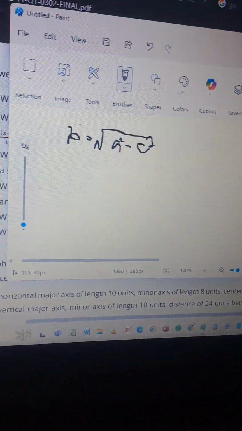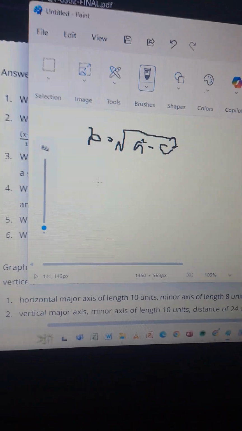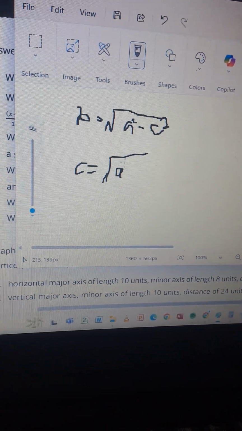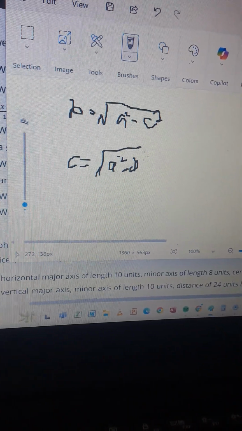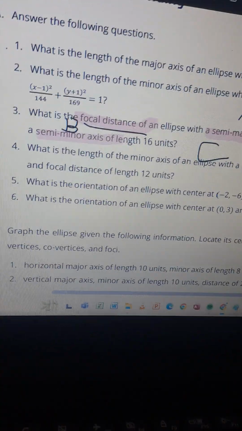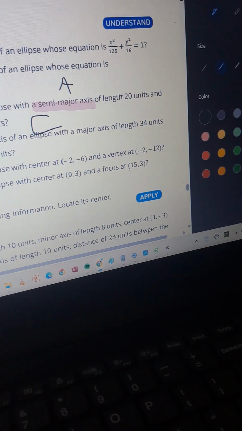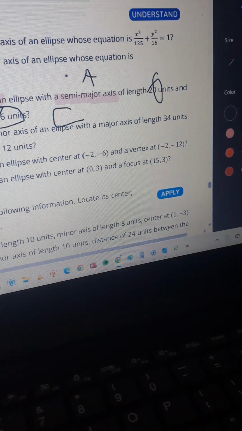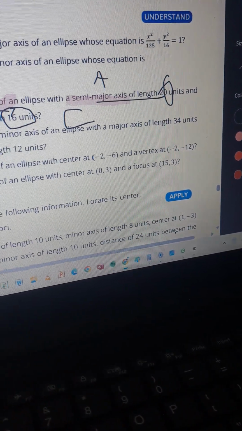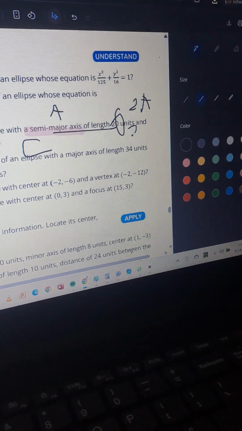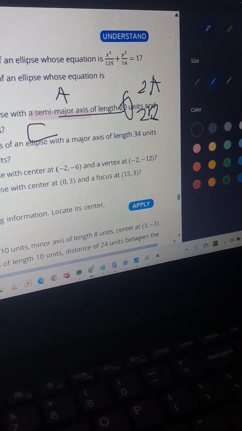To find our C, we're gonna use this formula. C equals the square root of A squared minus B squared. We're going to use a calculator because dali, right? So, first we need to find our A and our B. How are we supposed to find our A and B? First, we're going to look at our units, which is first 20 and 16. So, major axis of length and minor axis of length are solved using either 2A or 2B, right?